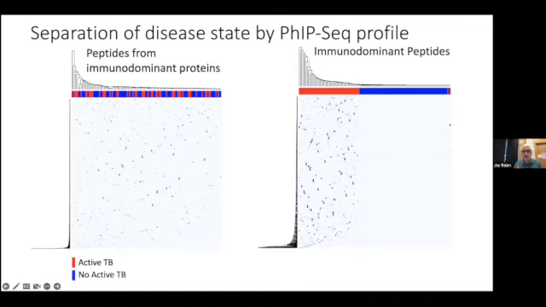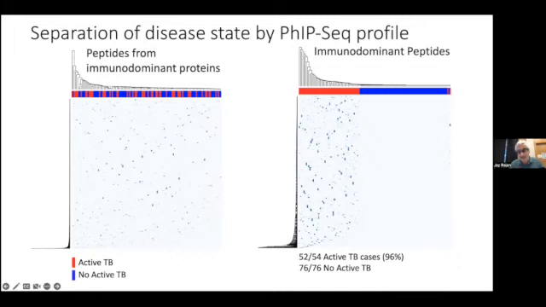If I instead zoom in and go to the peptide level, and I say, okay, I'm just going to focus on immunodominant peptides. What you can see is that I get almost complete separation of persons with active TB from those without active TB. And so 52 of 54 active TB cases, so 96%, really clustered together.